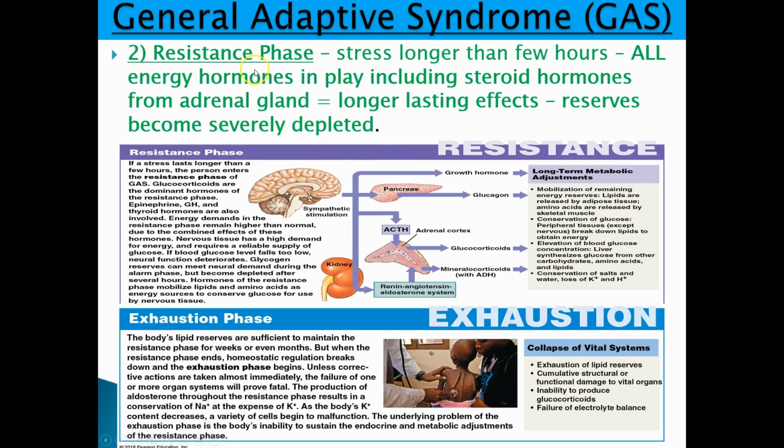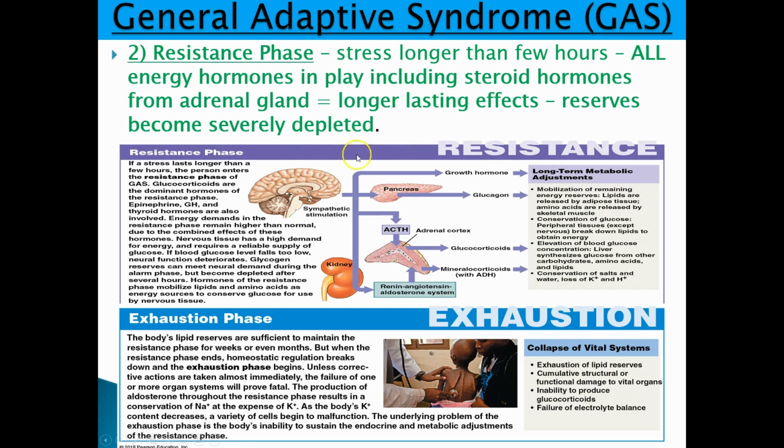Then you should know the resistance phase is the second phase. That's when stress is longer than a few hours, lasting probably days to weeks. And basically know that this is where we start using the steroid hormones from the adrenal gland, i.e. your cortisol. If cortisol is not clear from this, write on your notes, cortisol secretion. So in this case, we're maintaining glucose, and hopefully this is a short-lived sort of response, but we're ending up depleting some of our amino acids and muscles and some of the tissues.